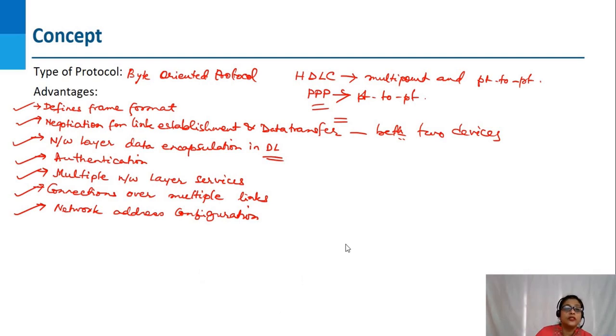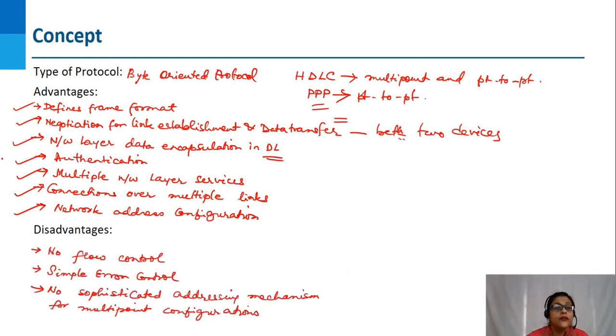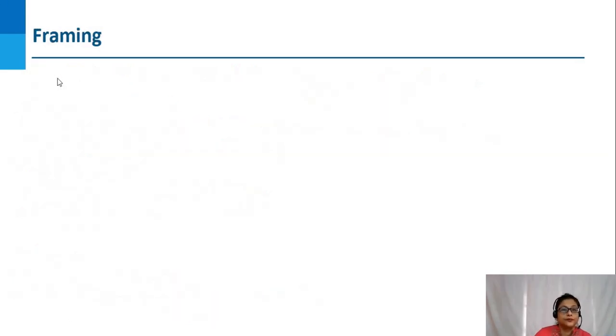But to make it very simple, there are certain services that are absent in PPP. So let us look at the disadvantages of PPP. There is no flow control mechanism in PPP. The error control is very simple, and there is no sophisticated addressing mechanism for multi-point configurations.